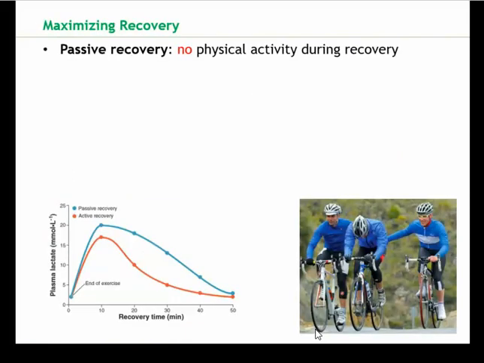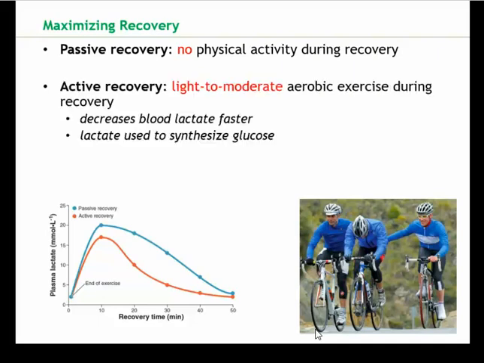Okay, so let's continue talking about recovery and how to maximize recovery. There are two ways that we can recover post-exercise. First is passive recovery, where there's no physical activity done during the recovery period. So this is basically when you finish your workout and you immediately just sit down or stand with no movement. So you do lots of sprints or you complete a cycling race and then you just immediately sit down and there's no more physical activity. Versus active recovery, which is where there's light to moderate aerobic exercise post or during that recovery period.